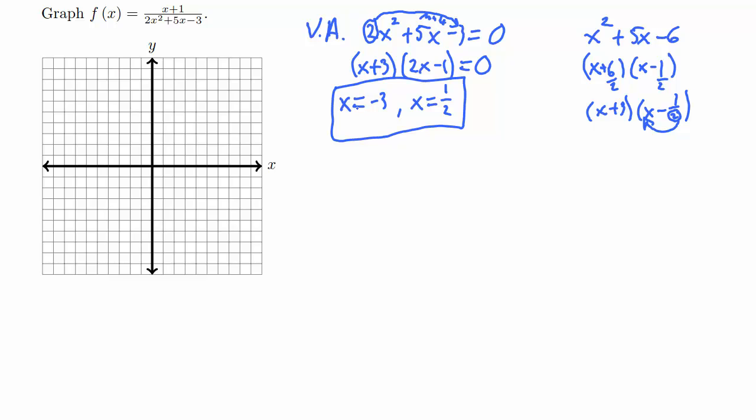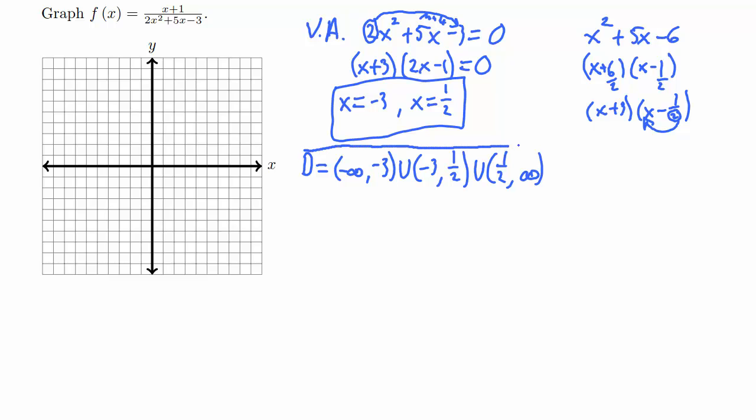Now that we have the vertical asymptotes, we actually know the domain. The domain is everything except for these two numbers, and here's how you write it down. It starts at negative infinity and goes until the first number here, which is negative 3. Then we start again at the negative 3 and continue to the next number, a half. And then we start again at that half and continue until infinity. So this is how you write down everything except for negative 3 and a half. So this is the domain.